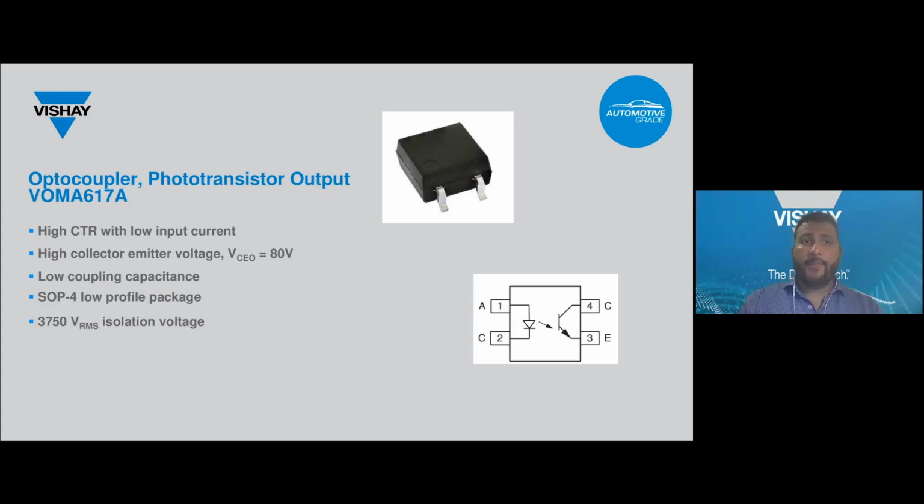The Vishay VOMA617A optocoupler was a good choice for this function, as it provides a very high current transfer ratio with a low input current and a high collector emitter voltage for switching the pre-charge MOSFETs. This optocoupler is also rated for 3750 volts RMS for the isolation voltage in conjunction with the SOP for a low profile package.